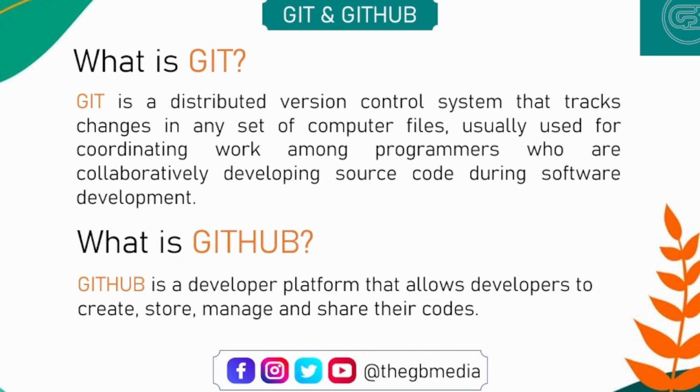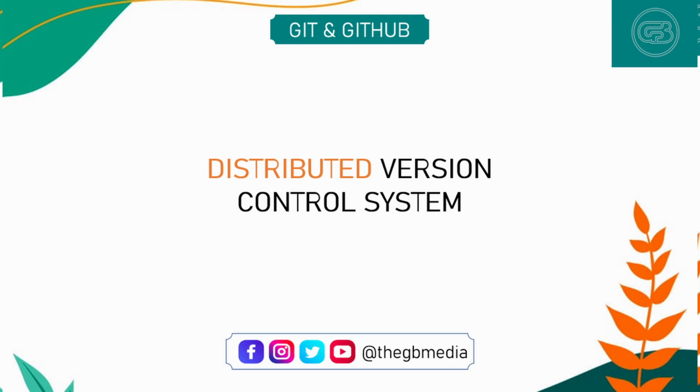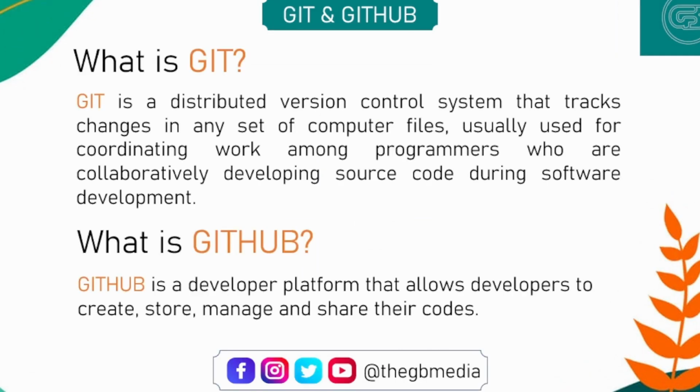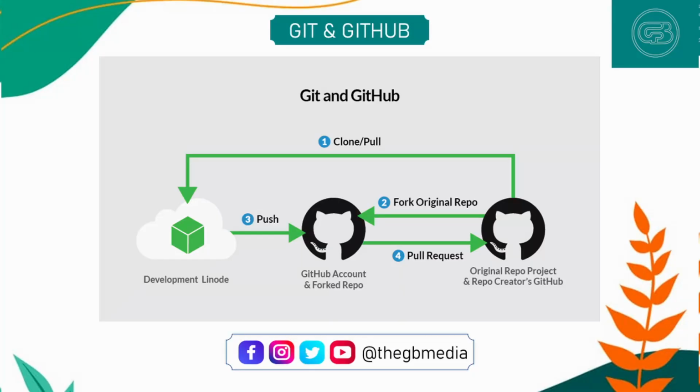Now, Git, like we said, is a version control system. When we say version control system, it means we want to track different stages of our program. So, like I said, it tracks changes in any set of computer files and coordinates work among programmers who are collaborating on a project. So, let's say, for instance, I'm working on a project alongside other developers. With the help of Git, we can keep track of the changes we make to the project and how we can effectively collaborate on that project.